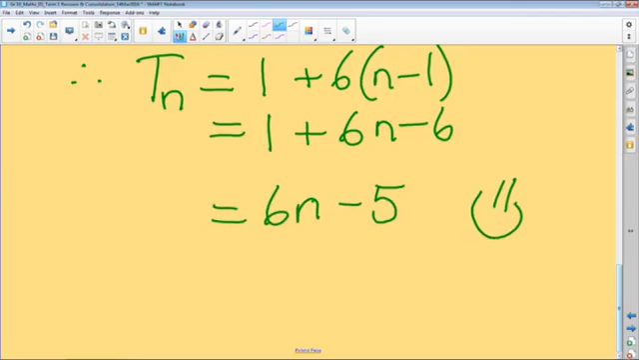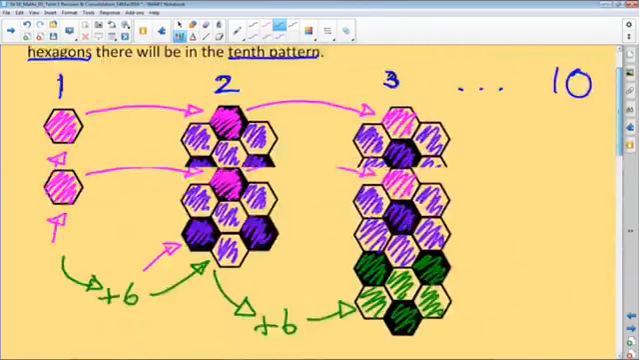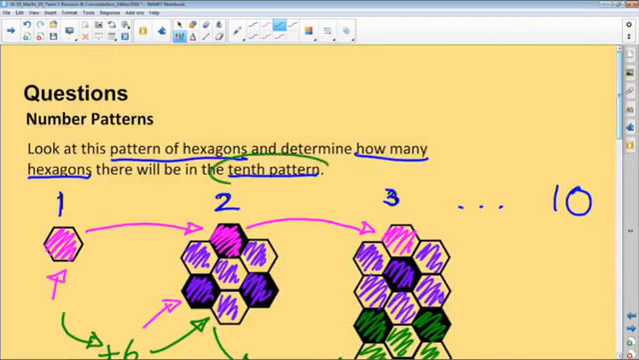But the question wasn't asking for that. The question was asking for the 10th pattern. So I'm going to substitute 10 for n.